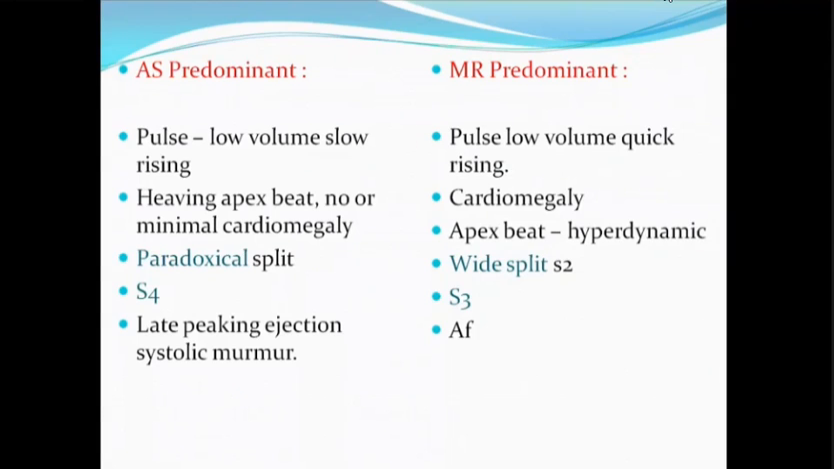And if the patient has a low volume but quick rising pulse, cardiomegaly, hyperdynamic apex, or wide split second heart sound, or presence of S3 or atrial fibrillation, then in these patients, mitral regurgitation is more predominant compared to aortic stenosis.